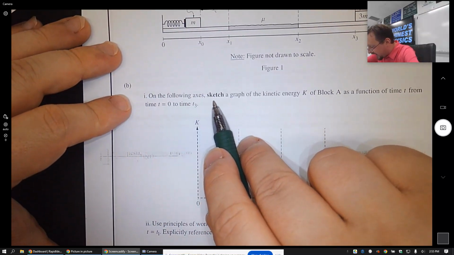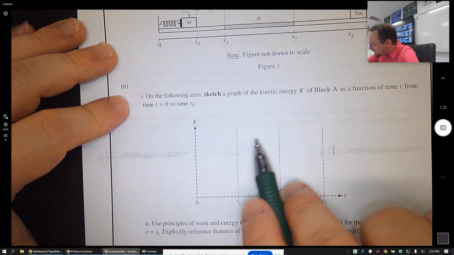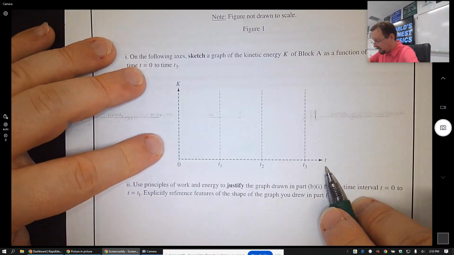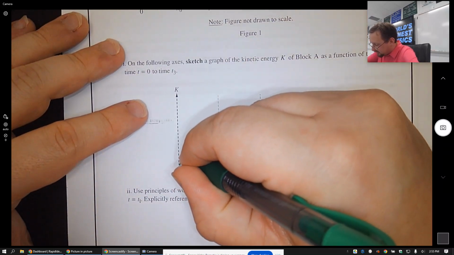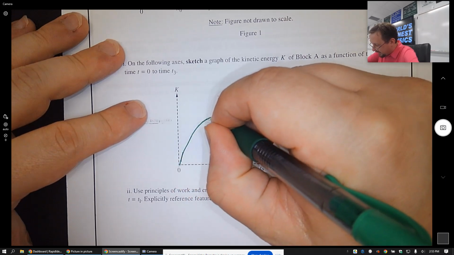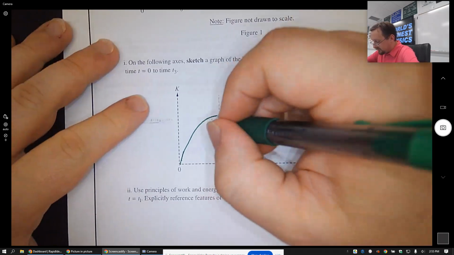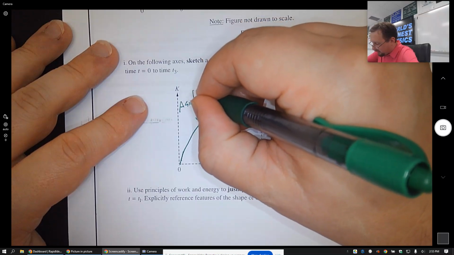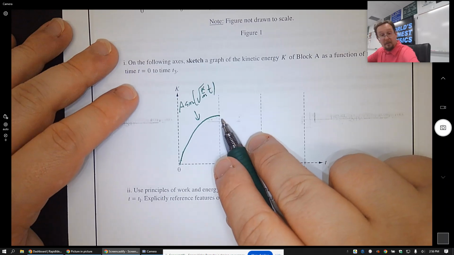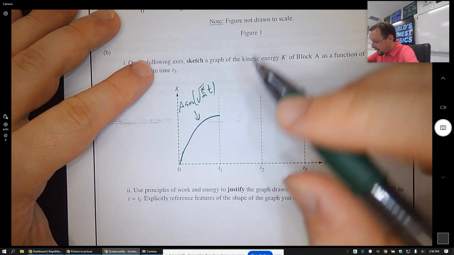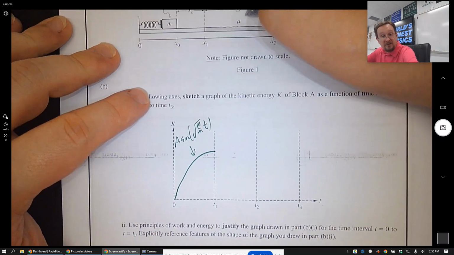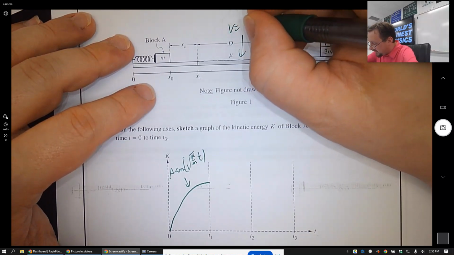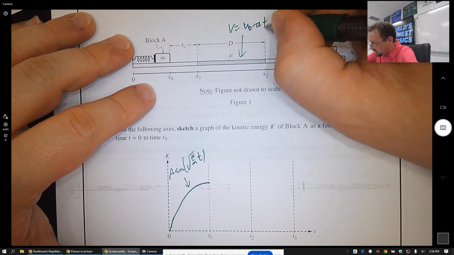On the following axes, sketch the graph of the kinetic energy K of block A as a function of time t from 0 to time 3. Okay, as a function of time, the kinetic energy is going to increase like this, and this is a piece of a sine squared of square root of k over m times t from simple harmonic motion. That's 1/4 of a simple harmonic motion. Okay, now this is going to be a constant acceleration.